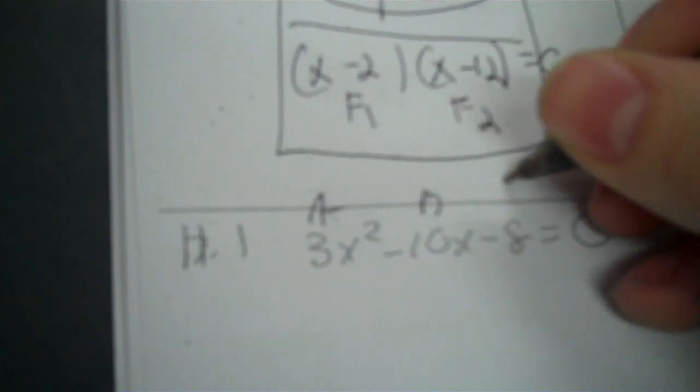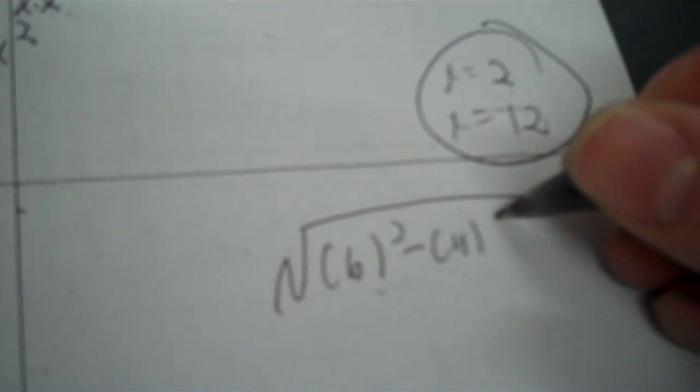Okay, 3x to the second power minus 10x minus 8 equals 0. Another ABC. Well, we know how we start it. You make sure you're equal to 0. The equation is, and then you apply your discriminant over again. So b is negative 10, a is 3, c is negative 8.